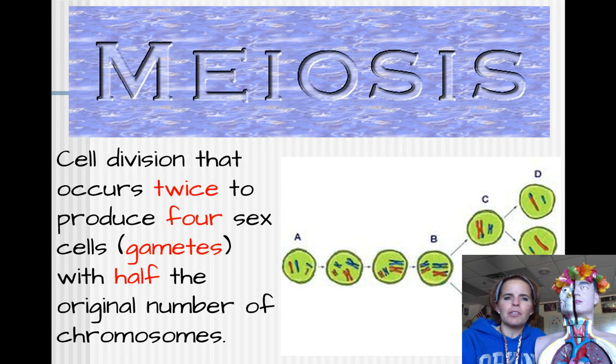We're comparing meiosis to mitosis. Mitosis was cell division that produced two cells that were identical. Meiosis is cell division that produces four cells, and the four cells are unique. They're your gametes. So it's cell division that occurs twice to produce four sex cells called the gametes, sperm, egg, or pollen, and they have half the original number of chromosomes.